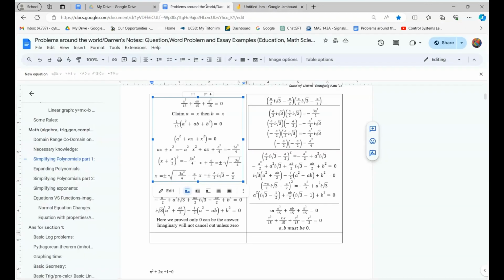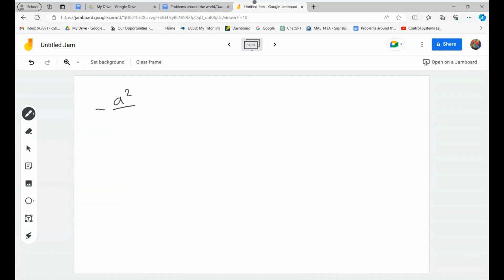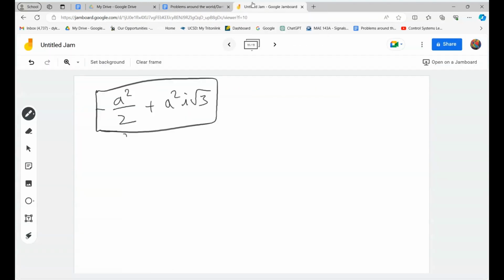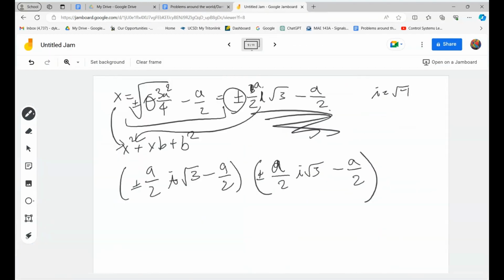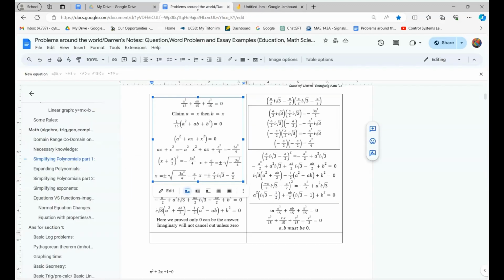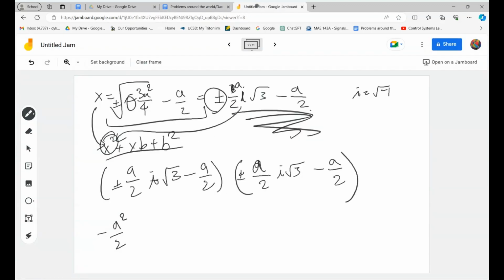So in the end, I don't want to do that again. So in the end, that equals negative a squared divided by 2 plus a squared i square root of 3. Now that's the final answer we have given here. Now, what we're supposed to do is plug it back into this place, but we only did this part, right? So, which is a hard part, but that equals this.